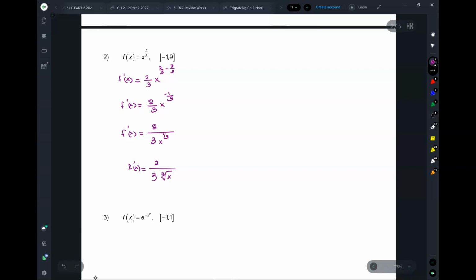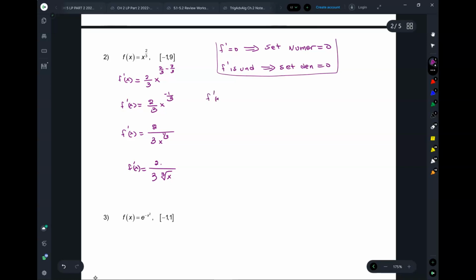Okay? That's what that is. So now, we have to check where the derivative is 0. When your function is in the form of a fraction, f prime is 0 means set the numerator equal to 0. F prime is undefined is code word for set the denominator equal to 0. Okay? So let's do that.